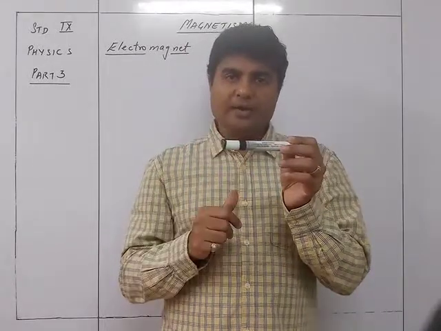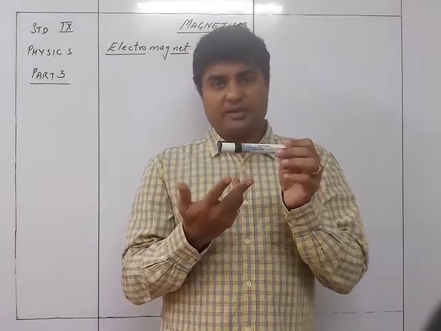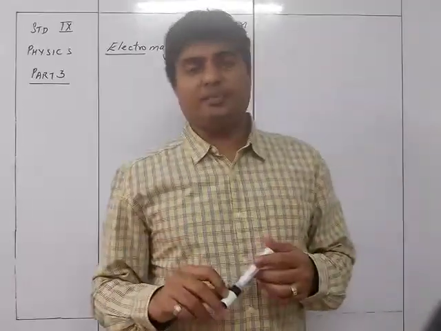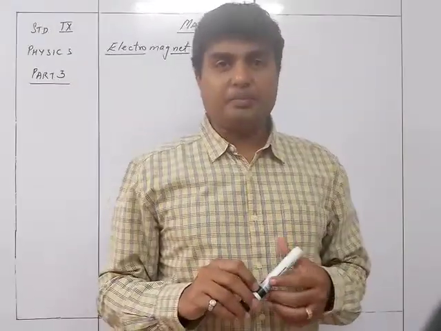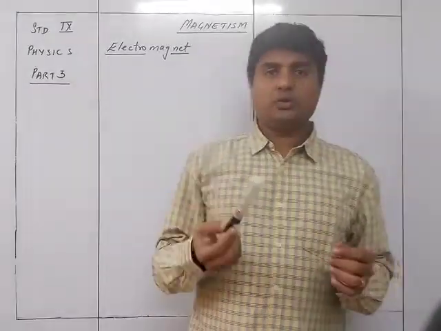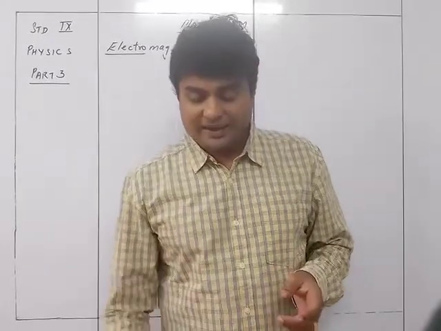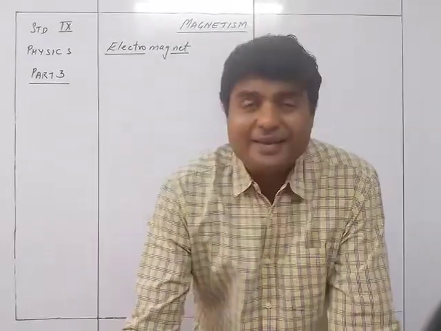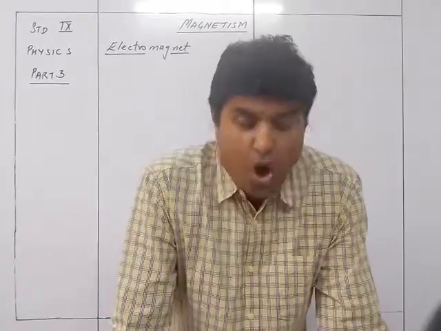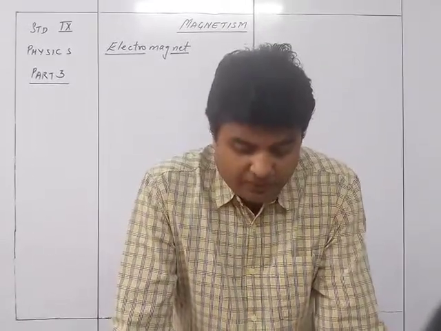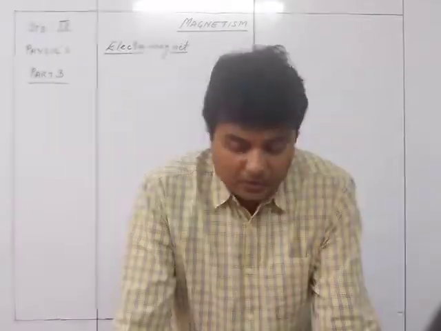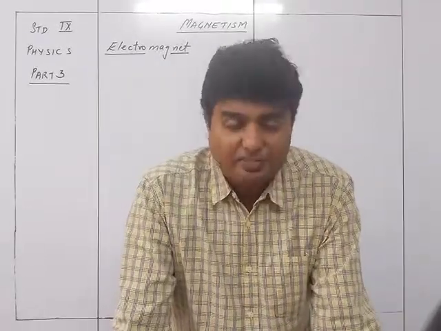When I power it on again, it becomes a magnet again. So in this way, I can convert any soft iron piece into a magnet by passing electricity around it. That is called an electromagnet. An electromagnet is a temporary strong magnet made from a piece of soft iron when current flows in the coil wound around it. It is an artificial magnet.